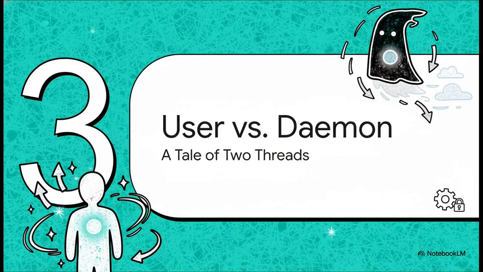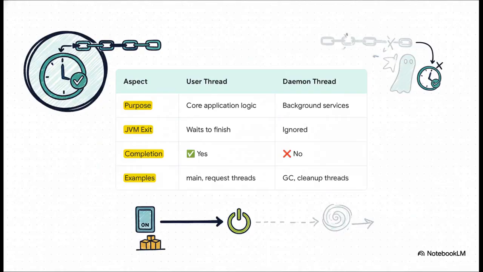Now, to really understand our suspect, we've got to put it in a lineup next to its counterpart, the user thread. The difference between these two is the secret to this whole mystery. This table just lays it all out, crystal clear. User threads, like your main method, they're the stars of the show. They are the core logic. And the JVM, it'll wait patiently for every last one of them to finish before it goes home. But daemon threads, nah. They're just for background services, and the JVM completely ignores them when it's deciding whether to shut down. And that means their completion is never, ever guaranteed.